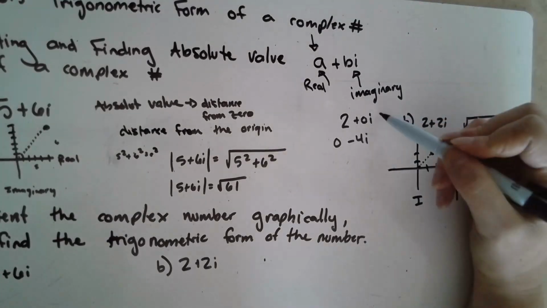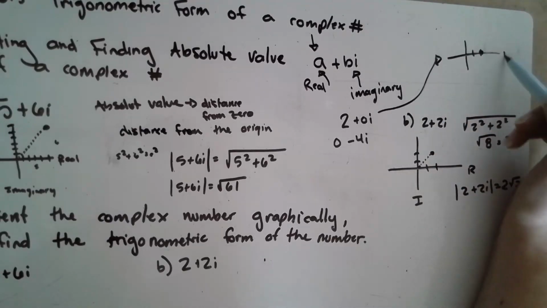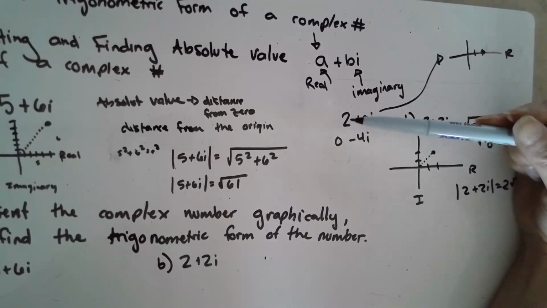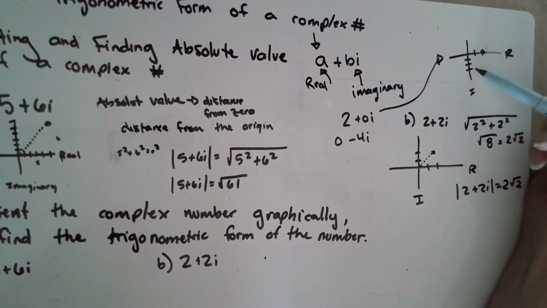If you were to plot, just real quick, 2 is boring, on the real. That would be my plot or my representation of the complex number 2, because it has 0i, and the absolute value of this is 2. Kind of silly. But if we had negative 4i, that would be our representation, and again the absolute value of negative 4i is the distance of 4, because that's the distance from the origin.